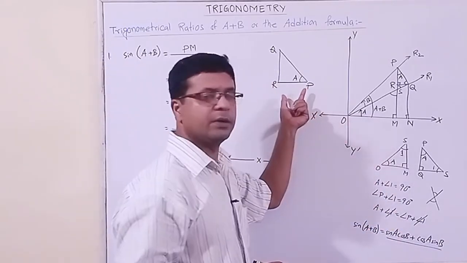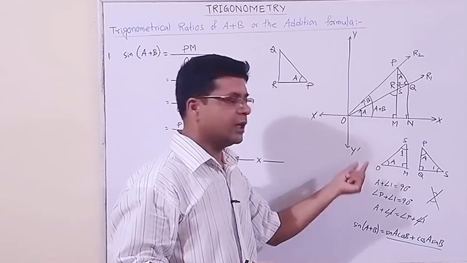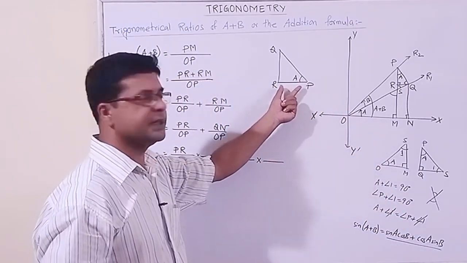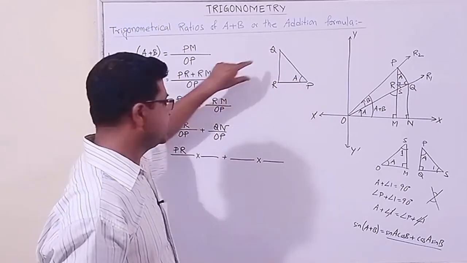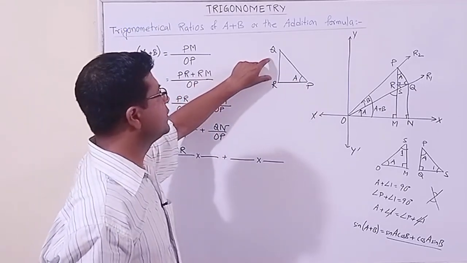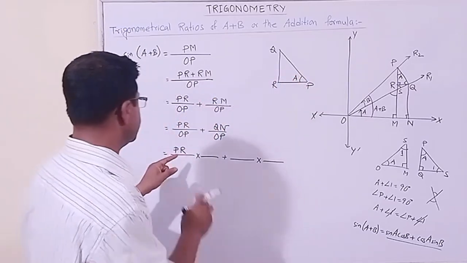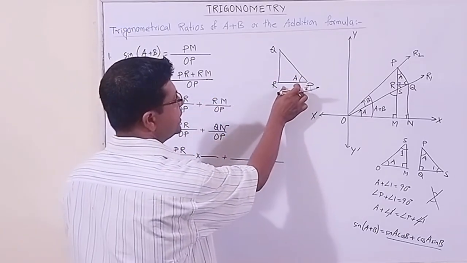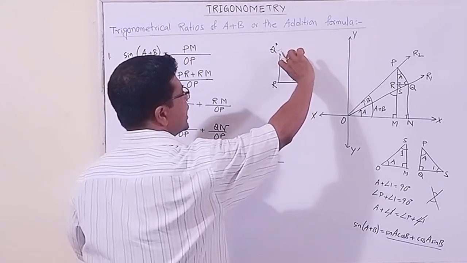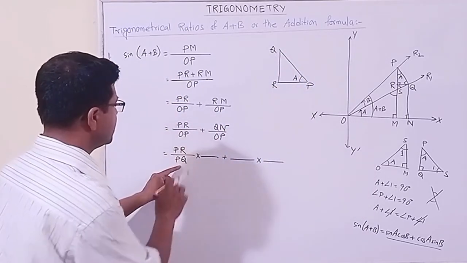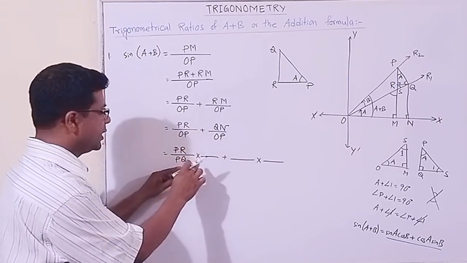If base is there, we will get cos. Either cos A or cos B. Cos A only we will get, because base is there. If perpendicular is there, we will go for sine. If base is there, we will go for cos. This is PR. In this triangle PR is the base, so we have to take hypotenuse PQ, because base by hypotenuse will give cos.